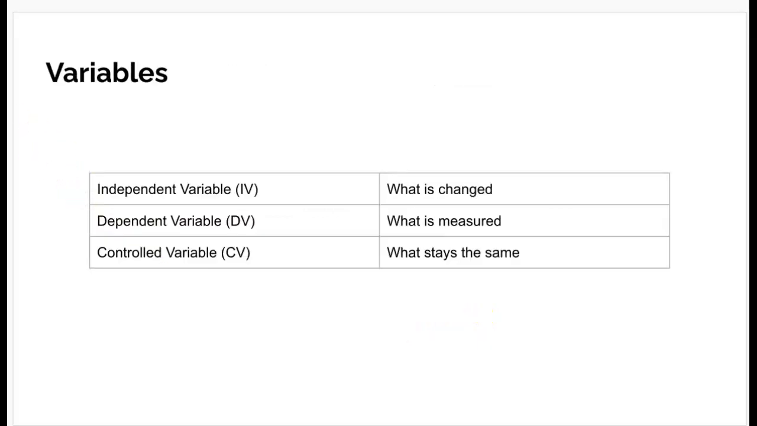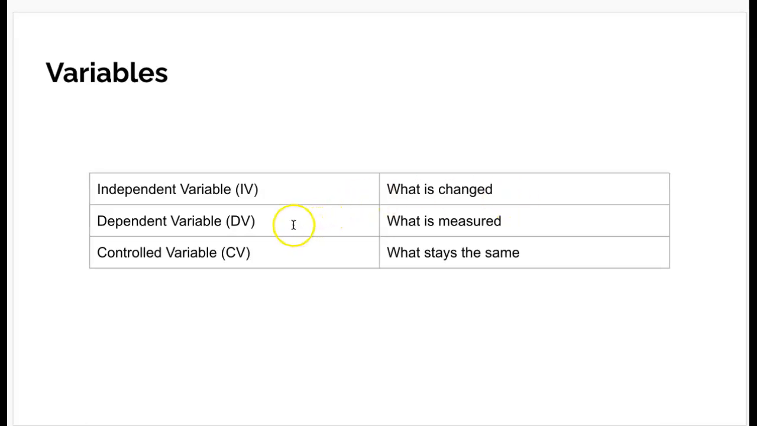Let's talk about variables. There are three variables. There's the independent variable, the dependent variable, and the control variable. The independent variable, also known as the IV, is what is changed. This is what you are manipulating. This is what you can change. You have control over this one.